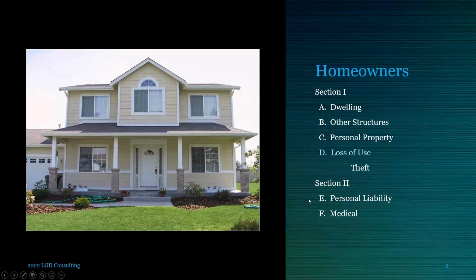Section 2 liability of your home policy covers you and your family members anywhere in the world. So if you go to southern Italy, you're on a golf course and you shank a ball and hit some guy in the head, this homeowner's policy, the liability section, would cover that injury even if it's in another country.